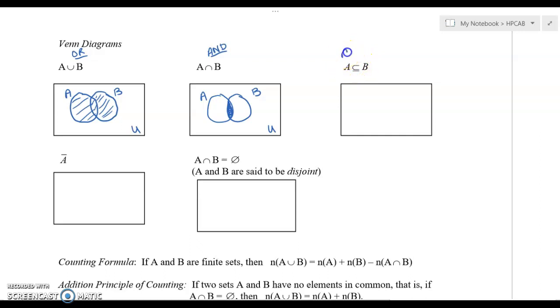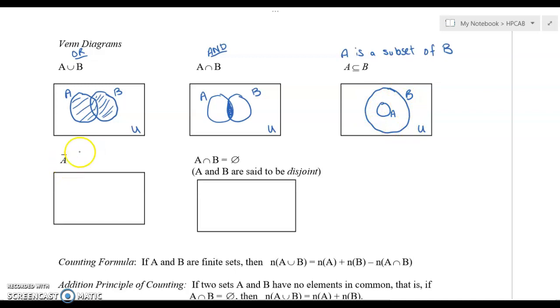This, remember that lovely symbol, means that A is a subset of B. So anything from A is part of B. Once again, we've got our universal set. If this is A, all of it basically will be part of B. Anything that's in A will also be in B. So one way to draw it would look something like this. All of A is contained within B.